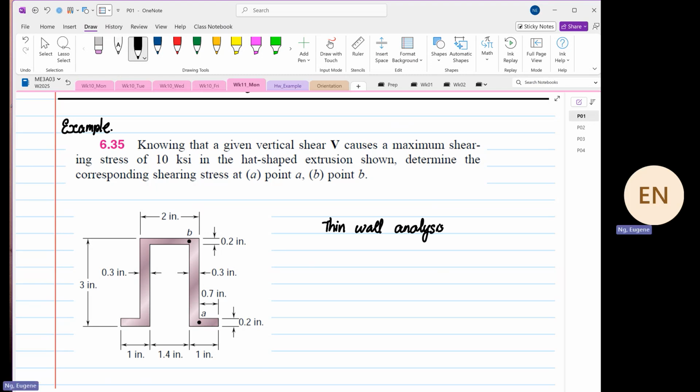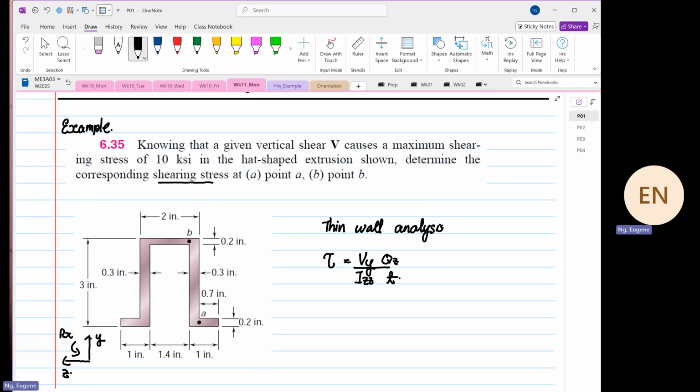So we were asked to determine the shearing stress. So we know the shearing stress, if we were to define our transformation, this is Y, this is Z, this is rotation of our X. So we know that the shear stress will be equal to Vy over Izz, Qz divided by t. Okay. We are going to focus on this formula.